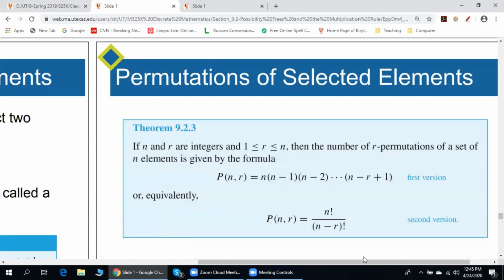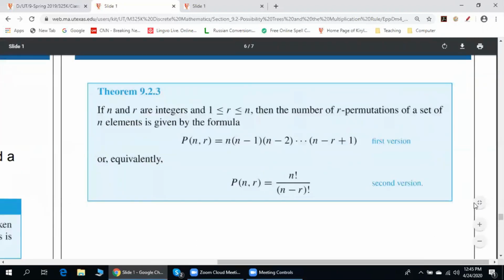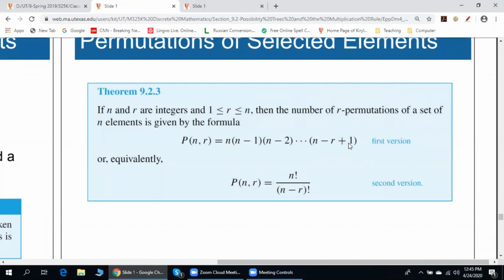Next, an R permutation of a set of n elements is an ordered selection of R elements taken from the set of n elements. And the formula is, for position number 1, we have n possibilities. Since one element is taken, for position number 2, we have n-1 elements, and so on. For the last position, we have n-r+1 possibilities. Note that what is written here can be rewritten as n factorial over n-r factorial.